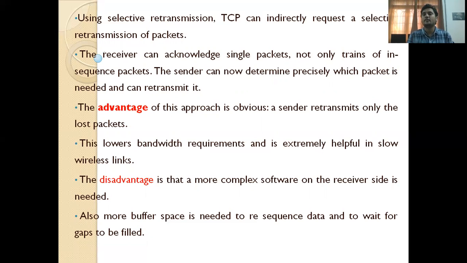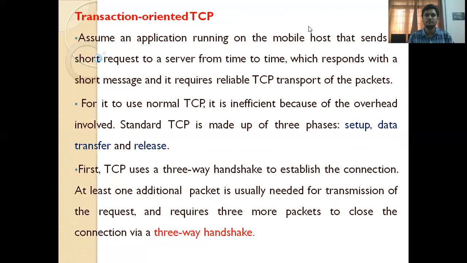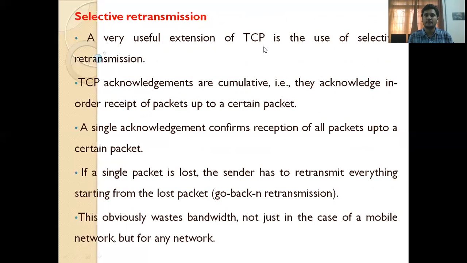So the main advantage of this approach is obvious. A sender retransmits only the lost packet. This lowers bandwidth requirements and is extremely helpful in slow wireless links. The disadvantage is that more complex software is needed on the receiver side. Also more buffer space is needed to resequence data and to wait for gaps to be filled. So that is selective retransmission.